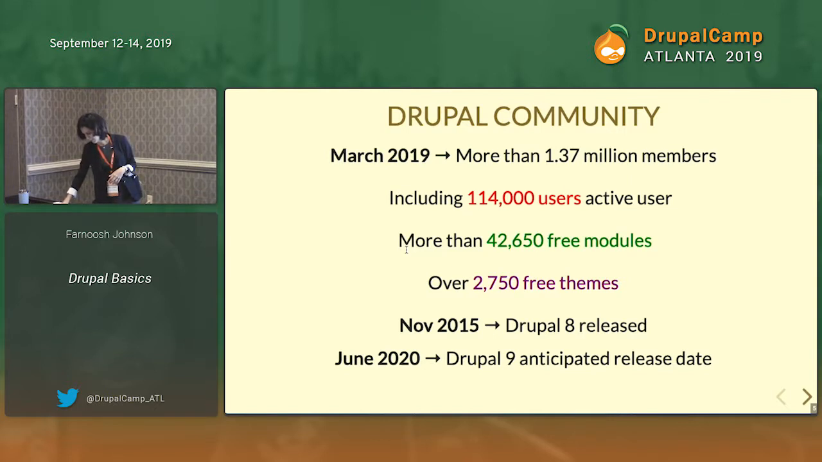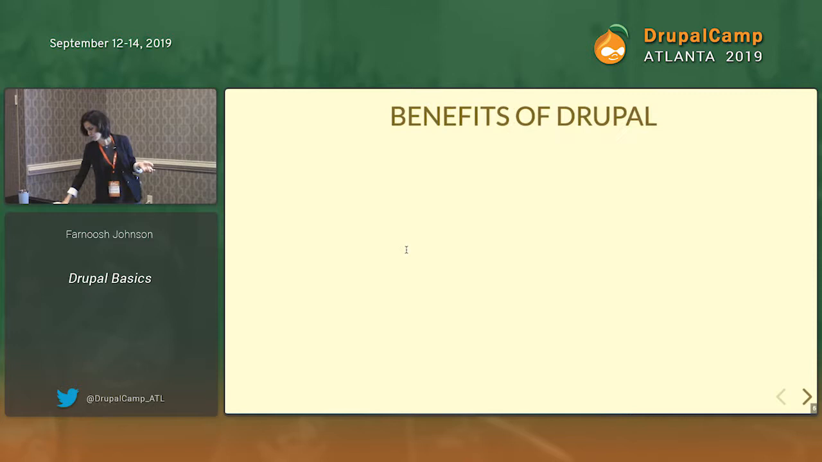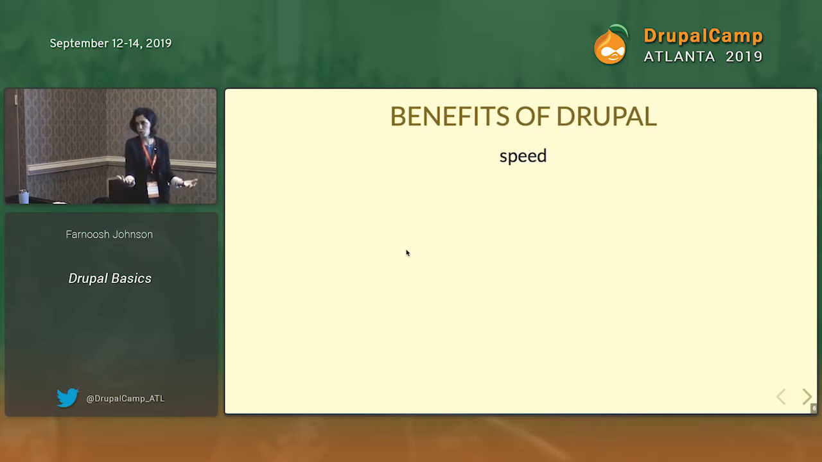But what's the benefit of Drupal? What's so special about Drupal? Speed. It's very quick to get a Drupal site up and running. And Drupal core, as I said, when I say Drupal, I mean Drupal core, the standard release of Drupal, comes out of the box with all the functionalities that you need to create a website.